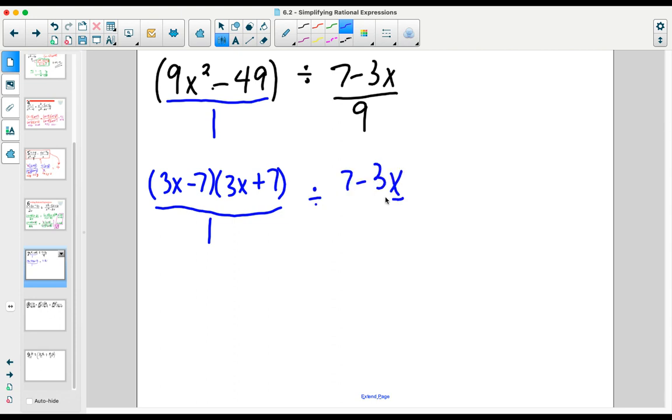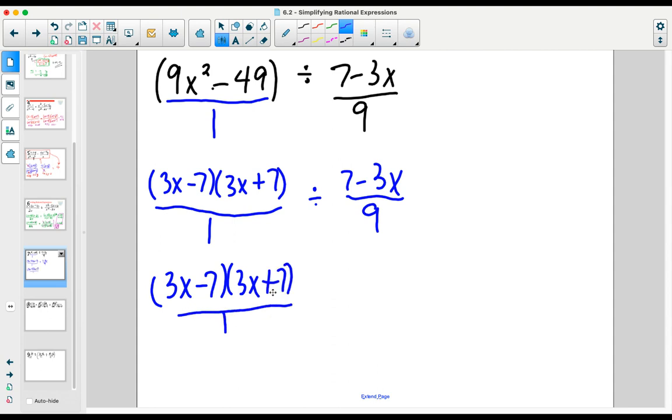Still division, nothing to factor over here. At this point, we have no restricted values. Our two denominators are 1 and 9. They will never be 0 because they are both 1 and 9. We don't have to worry about them being 0, but when we use the reciprocal of the second fraction, we see that we move the expression 7 minus 3x to the denominator. That expression, equaling 0, gives us a restricted value of 7 over 3.